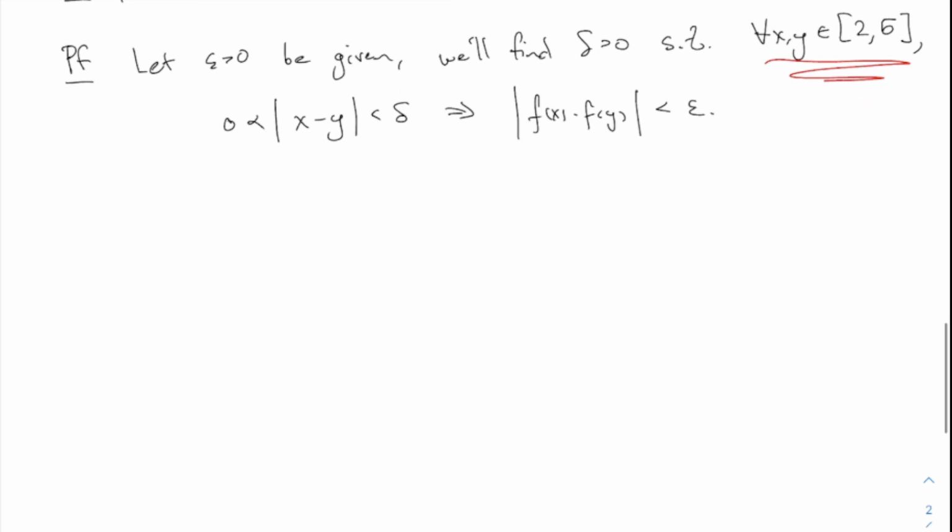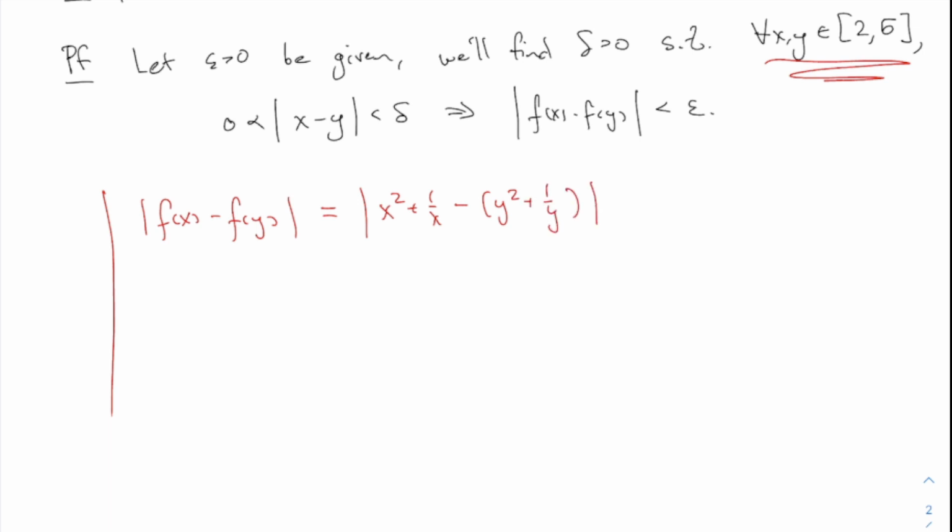All right, let's do our red section here, simplifying f of x minus f of y. Our goal here will be to somehow factor out x minus y from that. So plugging in, first of all, f of x, remember, means x squared plus 1 over x, minus f of y, which is y squared plus 1 over y. All right. And we want to somehow factor x minus y out of that. Anybody have any big ideas here?